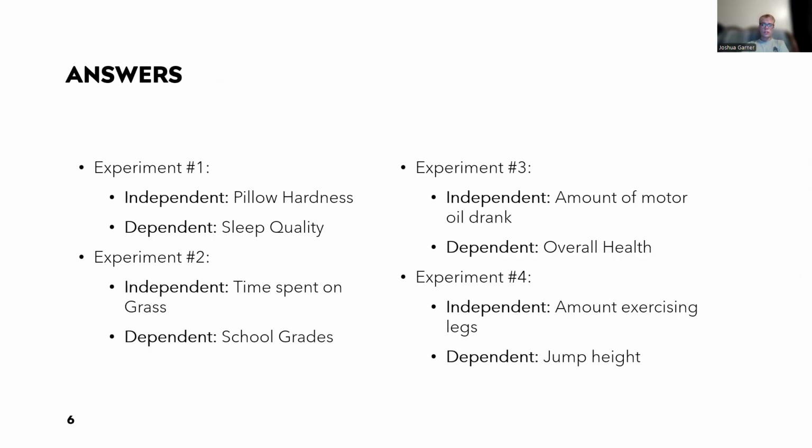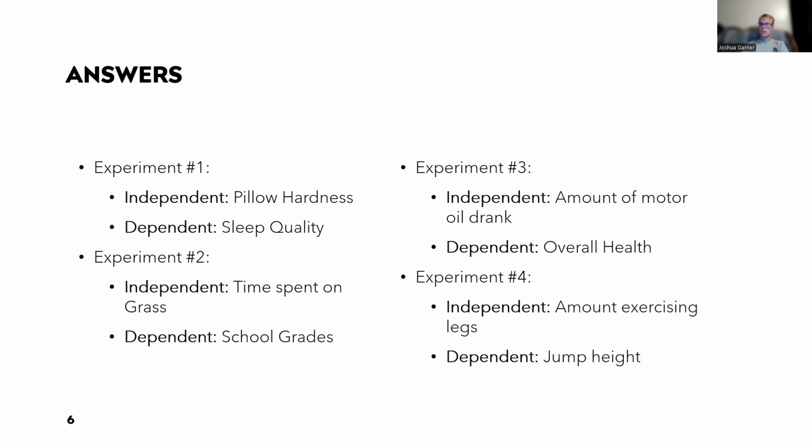Here are the answers. For our first experiment, we were changing the pillow hardness, that's our independent, and our dependent is our sleep quality. In experiment number 2, our independent was the time spent on grass, and our dependent was school grades. Time spent on grass being what the researcher changed, and the school grades being what changed as a result of the researcher changing something. Experiment number 3, the independent variable was the amount of motor oil drank, and the dependent variable was the overall health. And in experiment number 4, the independent variable was the amount of exercise that the legs got.